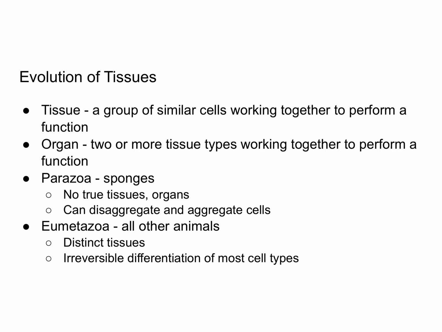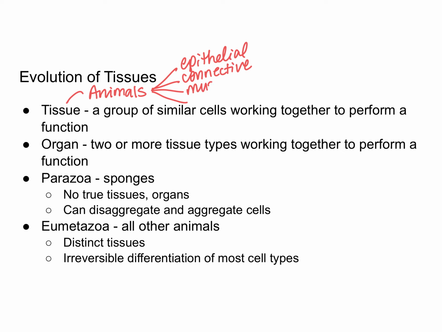So let's talk about this concept of a tissue. A tissue is a group of similar cells working together to perform a function. In animals, there are four kinds of classifications of tissues. There is epithelial tissue, connective tissue, muscle tissue, and nervous tissue. And then there are subsets from these four major types of tissues.